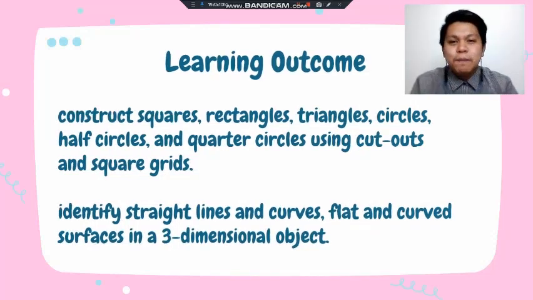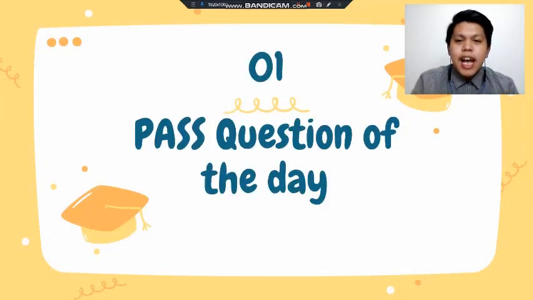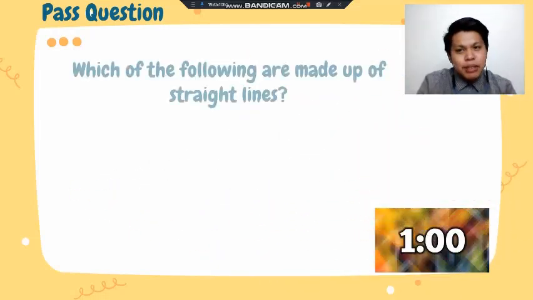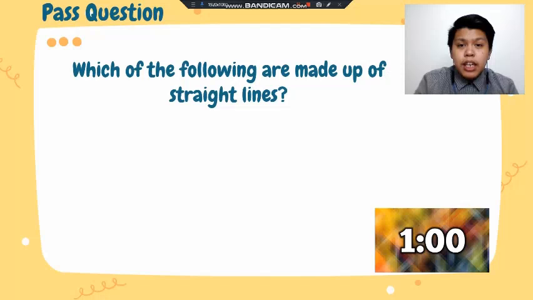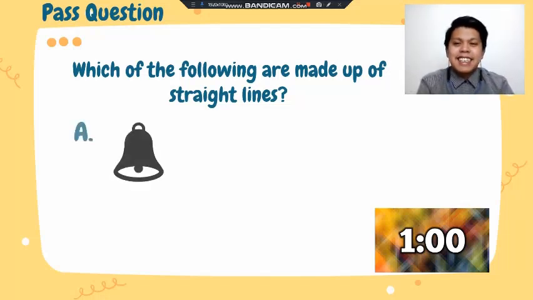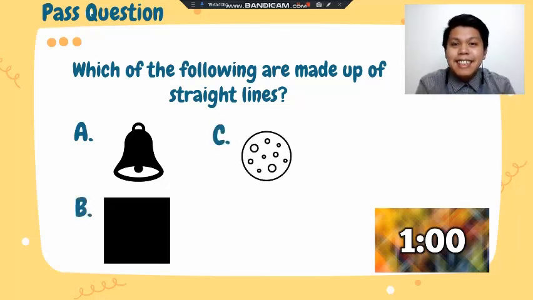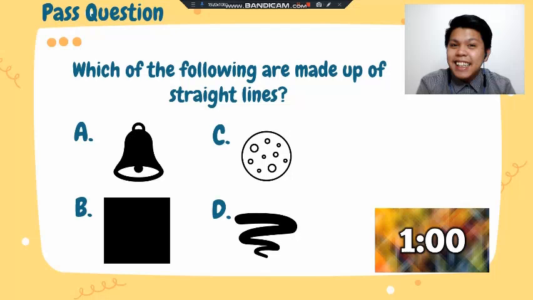Let's go. Let's have our past question of the day. Here is our question. Which of the following are made up of straight lines? I repeat, which of the following are made out of straight lines? Is it A, B, C, or D? I'll give you 1 minute to analyze the picture.